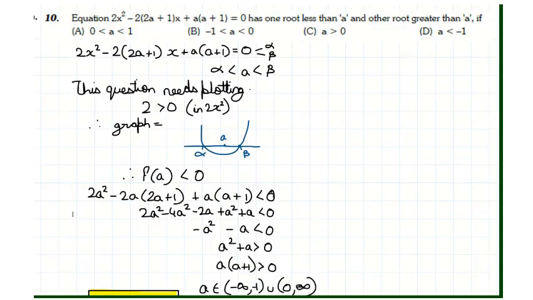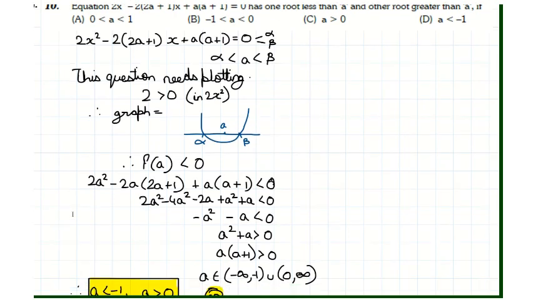In the 10th question, 2x square minus 2 times 2a plus 1 x plus a times a plus 1 equal to 0 has one root less than a and other root greater than a. This means that a is located between both the roots, from which we can infer that f of a is less than 0. We have 2a square minus 2a times 2a plus 1 plus a times a plus 1 is less than 0, minus a square minus a is less than 0, a square plus a is greater than 0 because when we multiply by a negative number we have to reverse the inequality. a times a plus 1 is greater than 0.